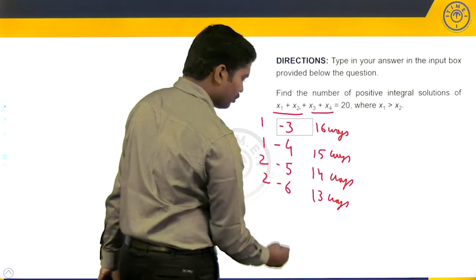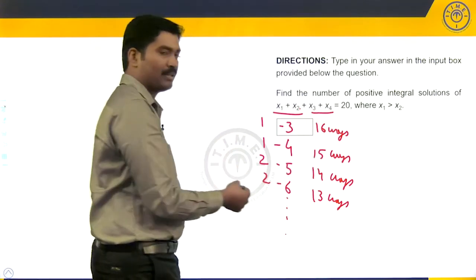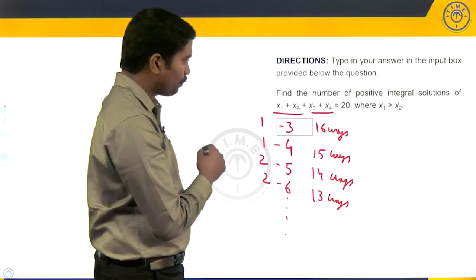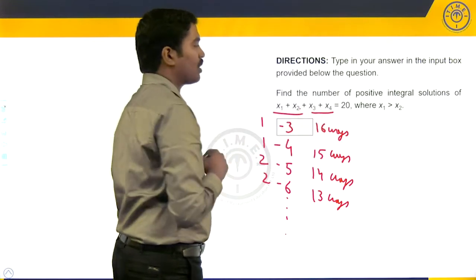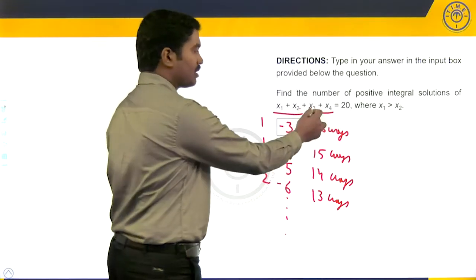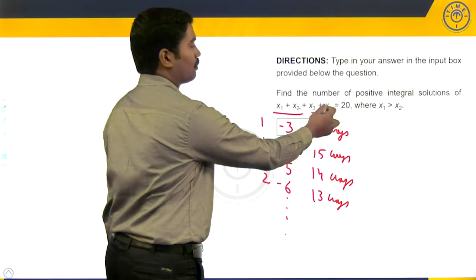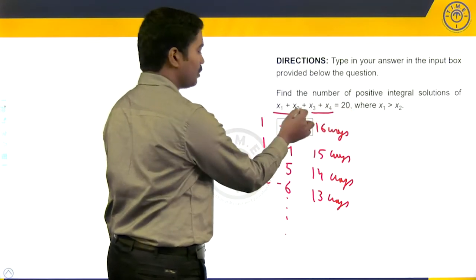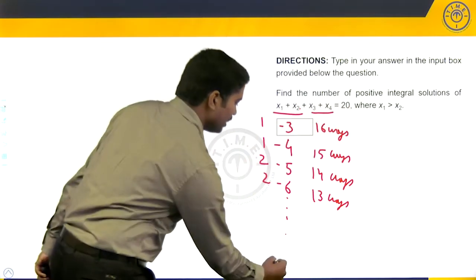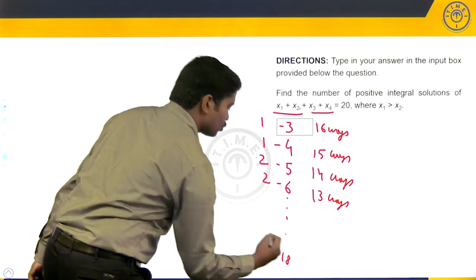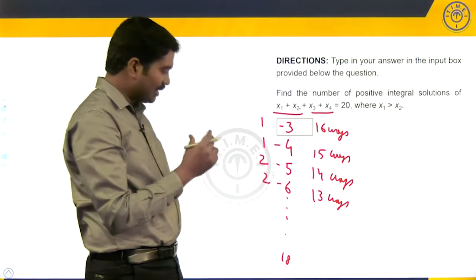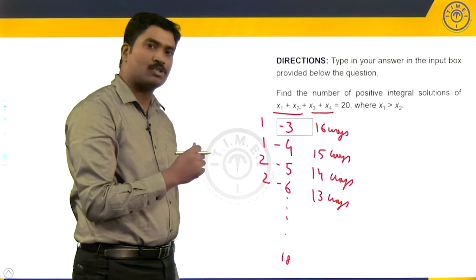Going on so on till now, we understand the pattern actually. What would be the last possibility? x3 and x4 are 1 each. x3 is 1, x4 is 1, so that leaves out 1 plus 1 is 2, 20 minus 2 is 18. So, x1 plus x2 must be 18. If x1 and x2 sum to 18, in how many ways can the 18 be distributed among x1 and x2?